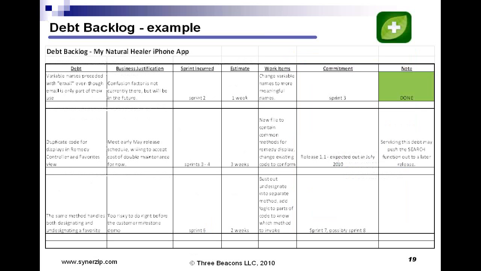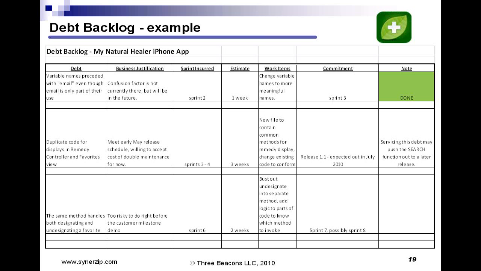Here's an example of one I recently created for a team I'm currently working with at a Frisco-based company called WorldLink. We develop iPhone apps, Android apps, BlackBerry apps, mobile device apps, and one of our popular apps is called My Natural Healer. It lets you select your current illness, and then it gives you 10 natural healing remedies from the worlds of herbalism, homeopathy, aromatherapy, and things like that.